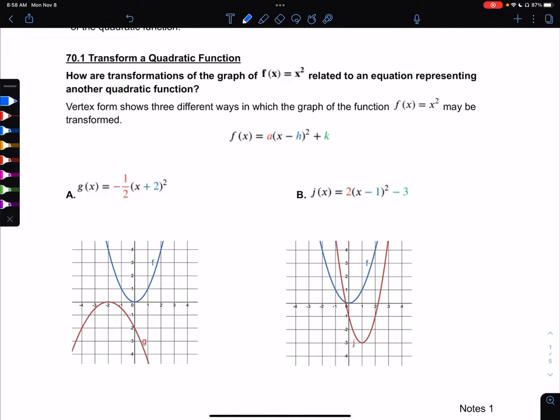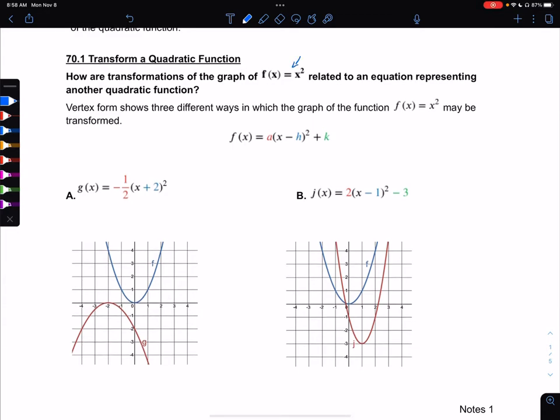The main question: how are the transformations of the graph of f of x equals x squared related to an equation representing another quadratic function? So remember, this is our parent function, f of x is equal to x squared, our parent quadratic function. And then vertex form shows three different ways in which the graph of the function f of x equals x squared may be transformed.